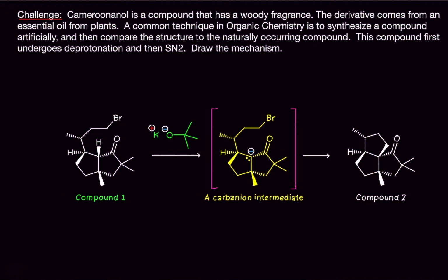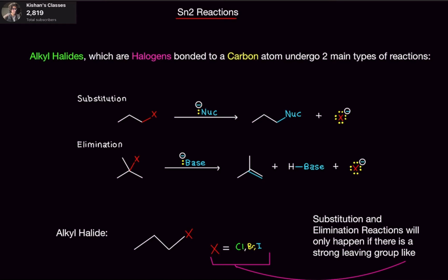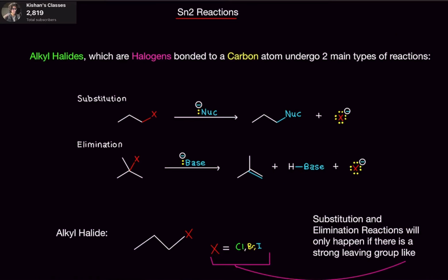This challenge problem looks very complicated, but I can tell you with confidence that after watching this video, you'll be able to do this with no problem. All right, let's begin. What are alkyl halides? Well, alkyl halides are basically halogens that are attached to carbon atoms. So alkyl basically means carbon, and halide sounds like halogen. So it's basically carbons bonded with halogens. And that's exactly what it is.